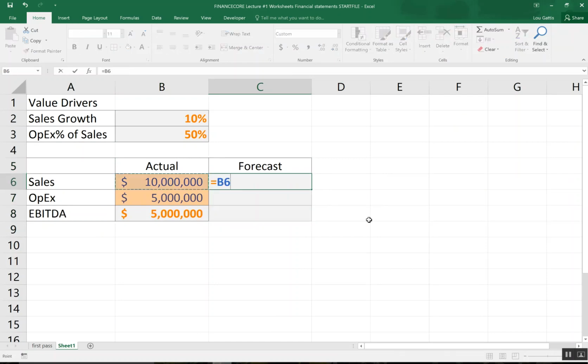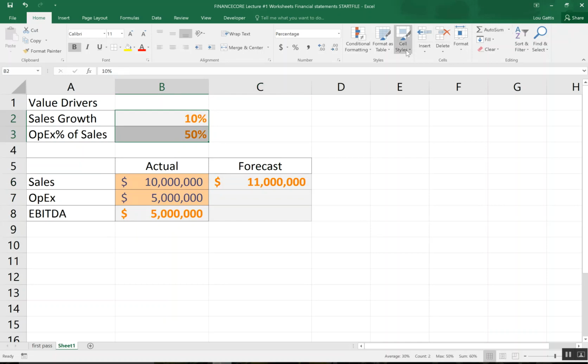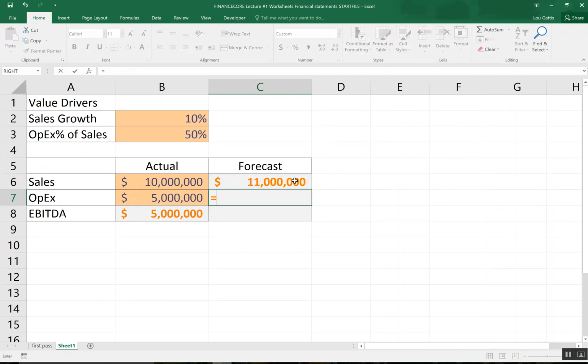So my forecast next year are sales times 1 plus. Now what you never want to do is put in a number like 0.1. Never combine a formula with a number. You want to have referenced this cell right here. And by the way, we should have made these inputs. So my forecast for next year are sales of 11 million. OPEX is going to be sales times OPEX percent of sales. And then we'll add the EBITDA calculation of sales minus OPEX.